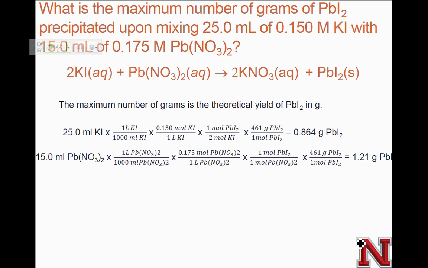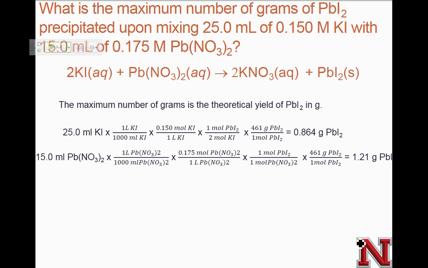And we're going to do the same thing with our other reactant. Here we only have 15 milliliters of a 0.175 molar solution. So again, we have to convert that to liters because our molarity is in moles per liter. But we don't have a full liter. We only have 15 milliliters. So that means we don't actually have a whole 0.175 moles. We have less than that. Then our relationship with our equation tells us this is 1 mole to 1 mole of our product.